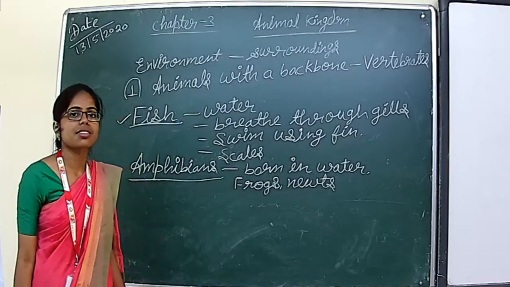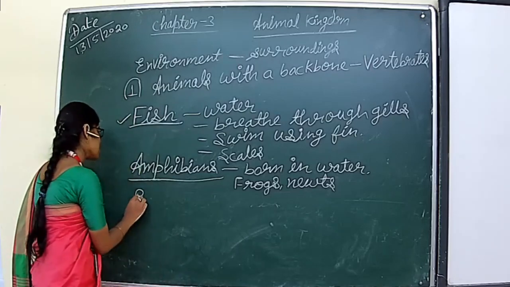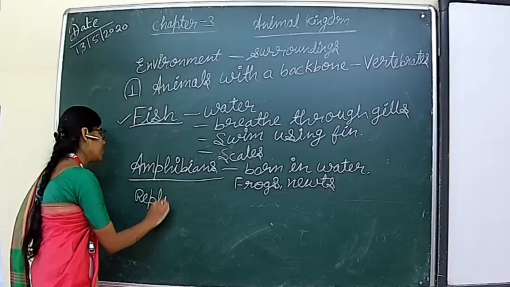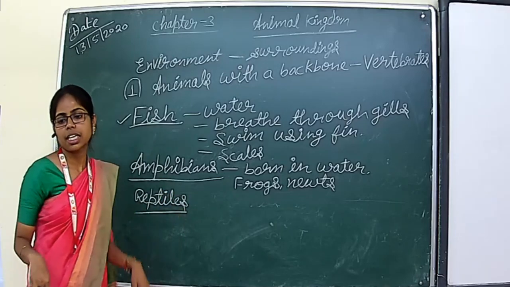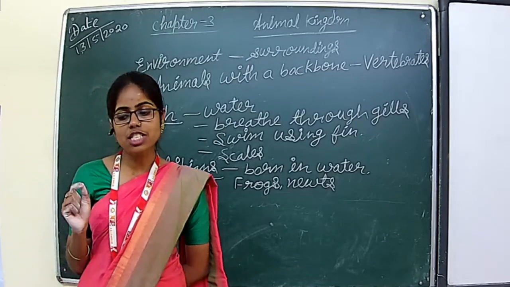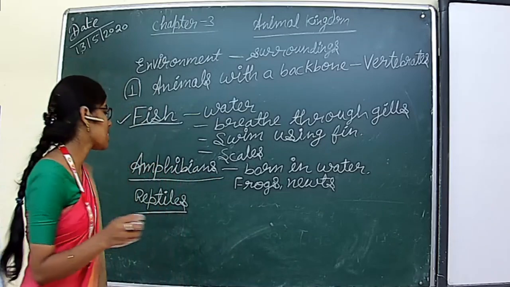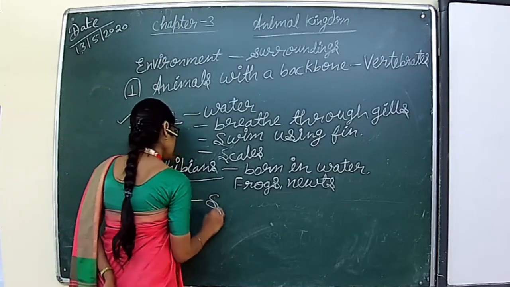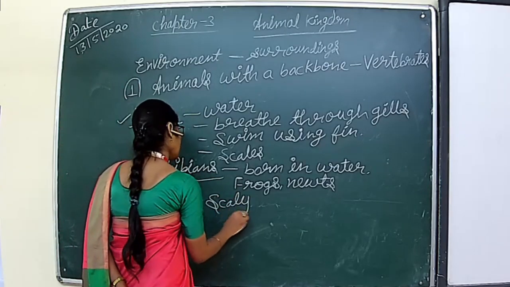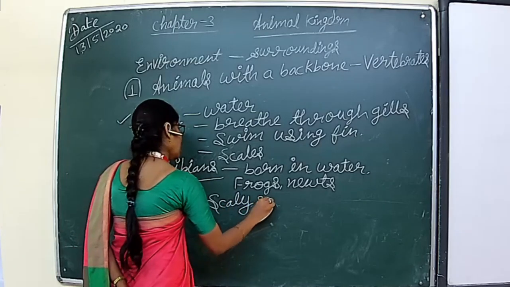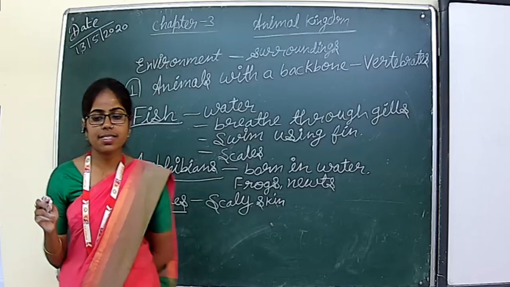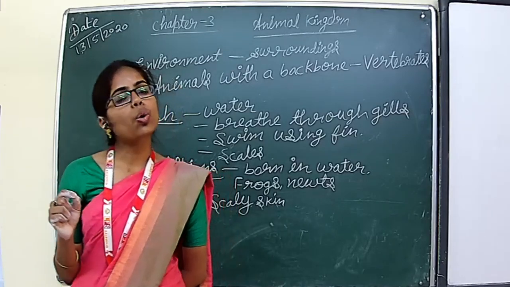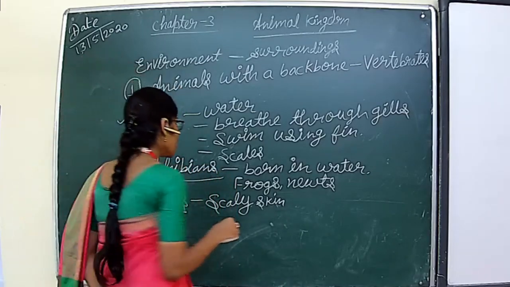Now next category is reptiles. Reptiles are a class of animals with scaly skin. Their skin is scaly in nature, or their body is covered with scales. They are cold-blooded.